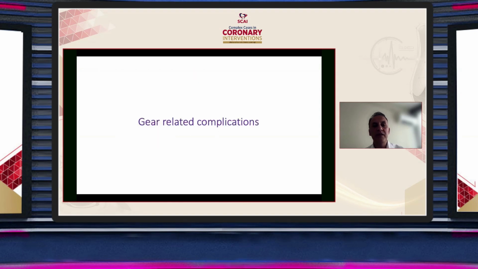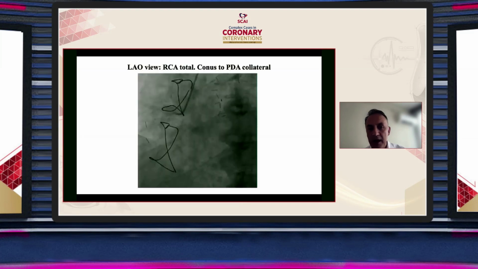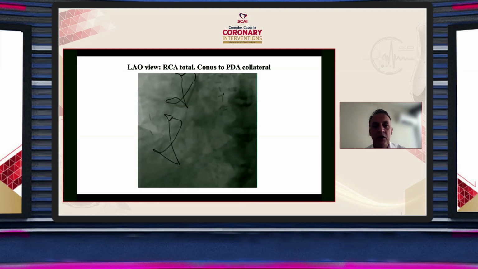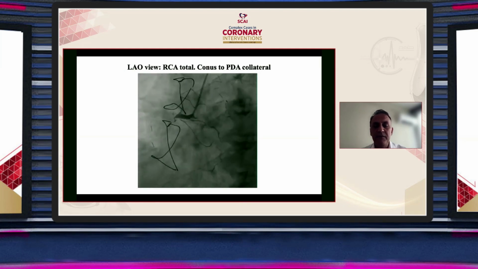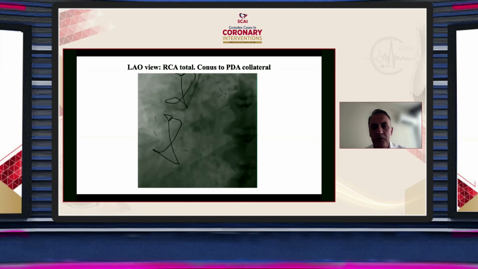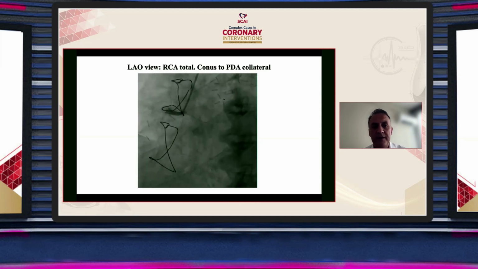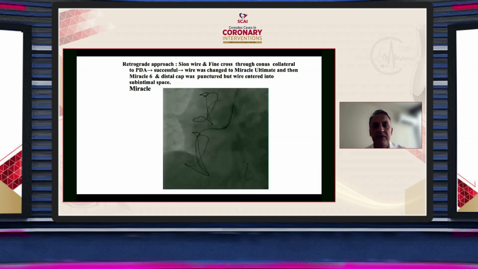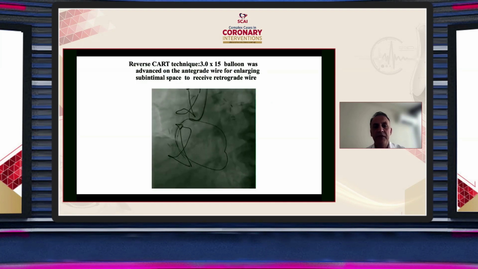I'd like to show you one very interesting complication, Amesh, if we have time. It will take 2 more minutes, but it's a very interesting complication. This is an RCA CTO. We see that we have a nice epicardial collateral, an ipsilateral collateral, a nice one. We failed antegradely, and we thought that we could open it retrogradely. You see that the wire crossed very nicely. The microcatheter crossed very nicely, nothing wrong. We did reverse CART here, that's fine.